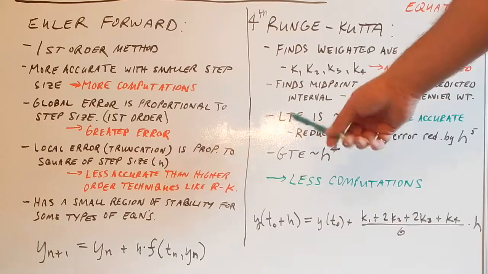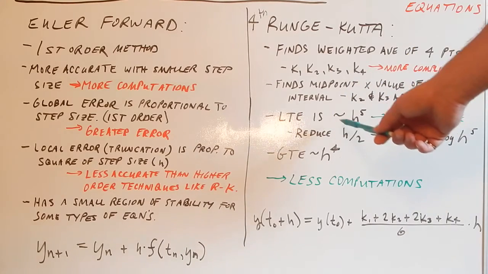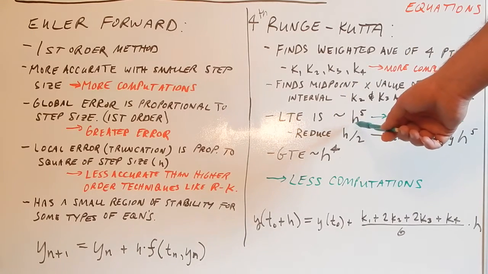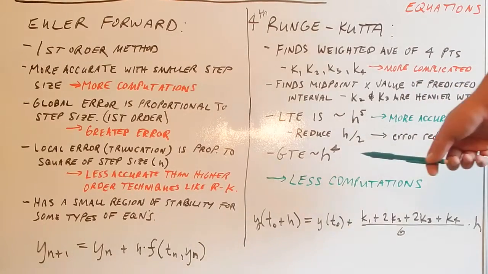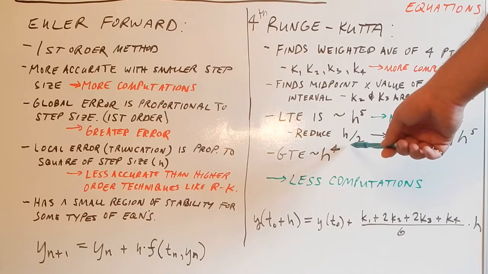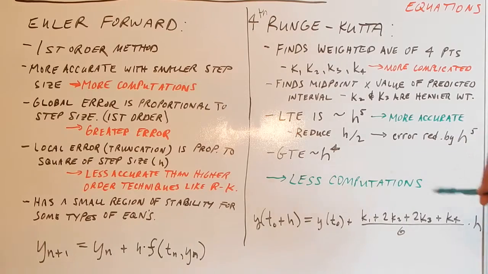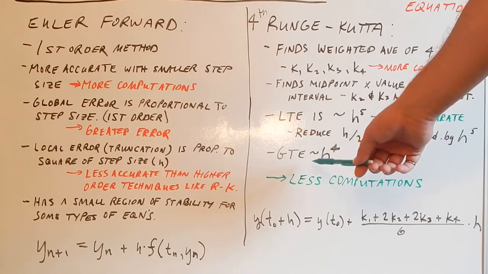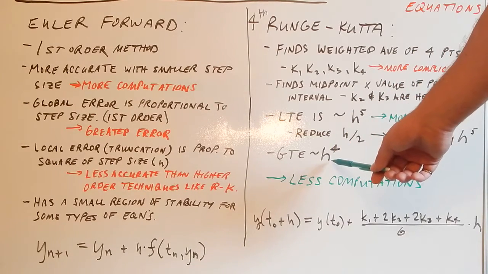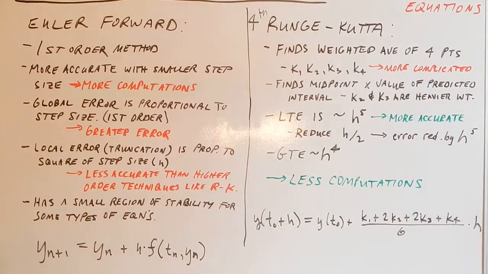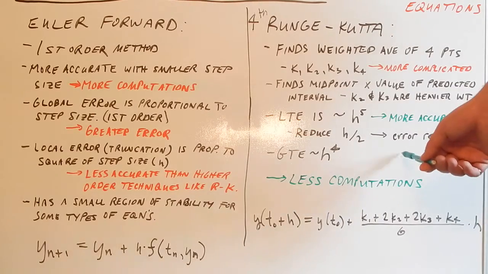The fourth order Runge Kutta method is much more accurate. The local truncation error is proportional to the step size to the fifth because it's a fourth order system. So what that really means is if you reduce the step size by 2, the error is reduced by the step size to the fifth, approximately, proportionally I should say. And global truncation error is approximately the step size to the fourth. And this will give you greater accuracy and less computations.